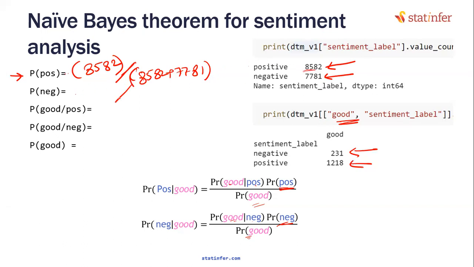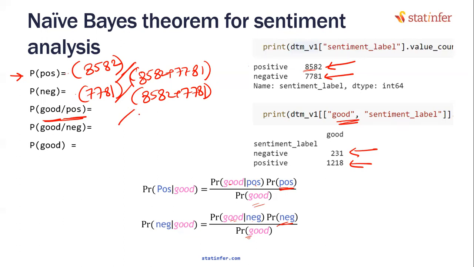Probability of negative, tell me. Probability of negative. 8582 plus 7781. In the numerator? 7781. Now, given positive, giving you prior information. Given positive, what is the probability of good?